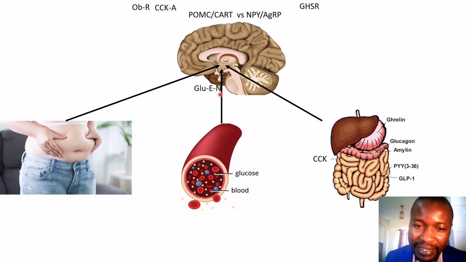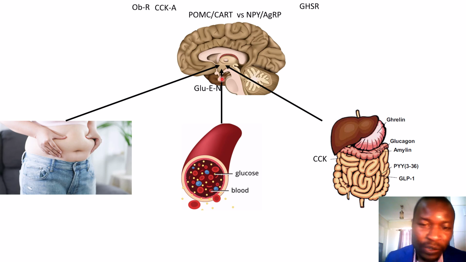And then once it gets into the neurons, what happens? It's metabolized to give ATP. But here's the catch. The ATP that is formed, we have ATP sensitive potassium channels. So the ATP sensitive channels will be closed whenever the ATP levels increase.